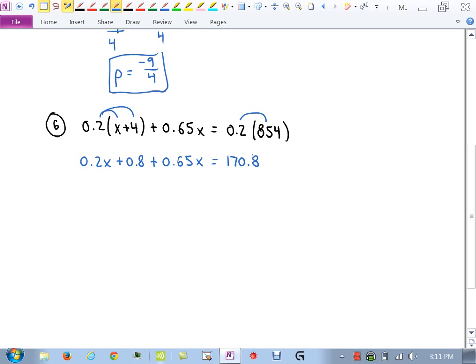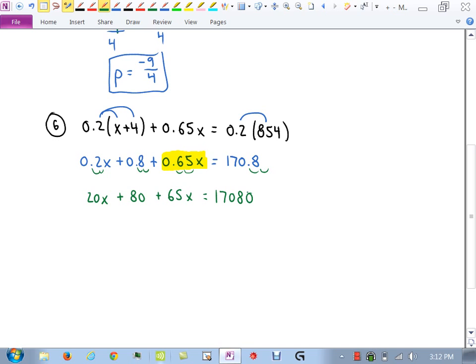Now I can worry about the decimals. The most I need to move is this one right here. I need to move that 2 decimal places to make it a 65. So that means everything gets moved too. So the 0.2 comes over 2 places, that becomes a 20x. The 0.8 moves 2 places, that becomes a plus 80. The 0.65 moves 2 places, that becomes a plus 65x. And then this one over here moves 2 places and becomes 17080.